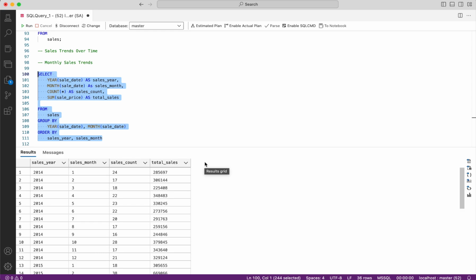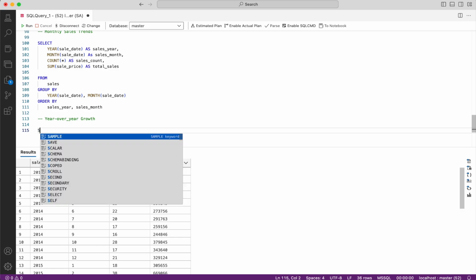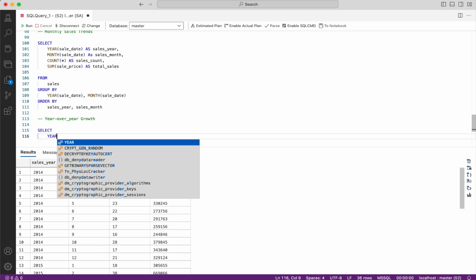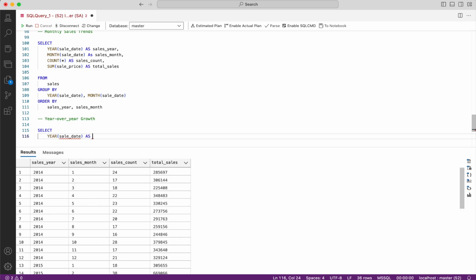Now, this result is going to show us a sales count and a total sales for each month across multiple years. And it's going to be highlighting seasonal growth and monthly trends. If we get further into it, we can see in terms of year over year, say select year, sale date as sales year.